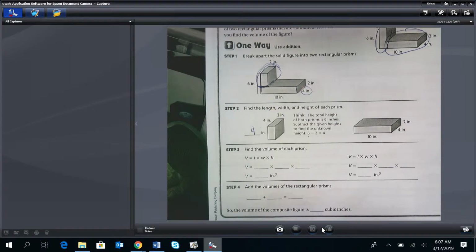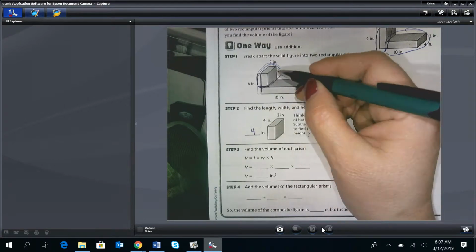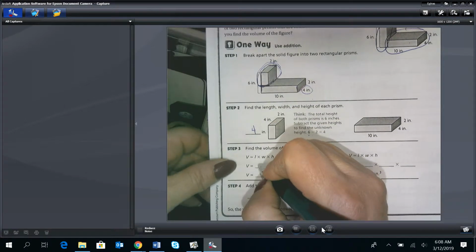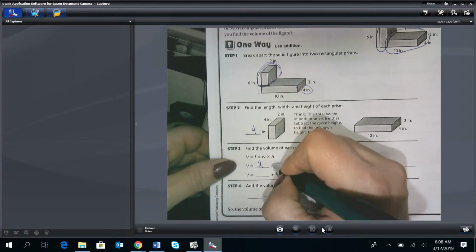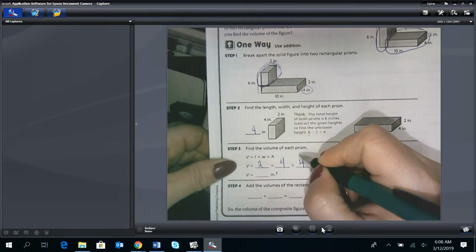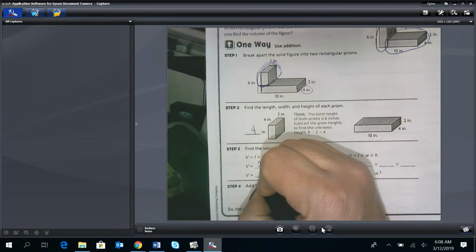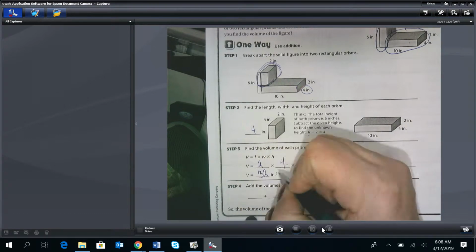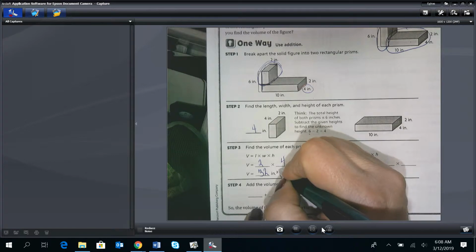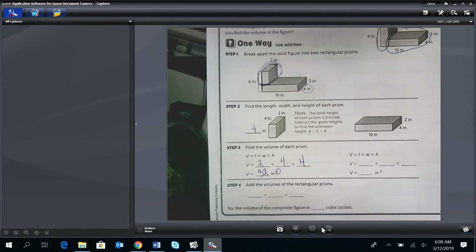So now we have the dimensions for this part. If we go 2 times 4 times 4, 8 times 4 is 32 cubic inches. And remember, the 3 means cubed because we have 3 dimensions.